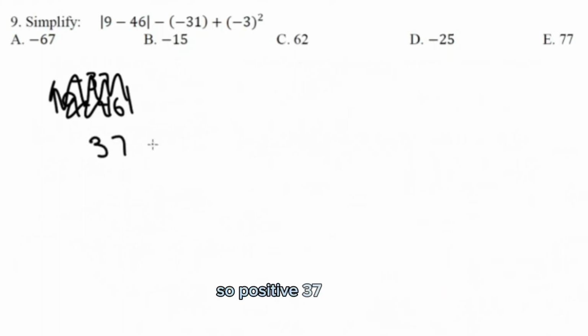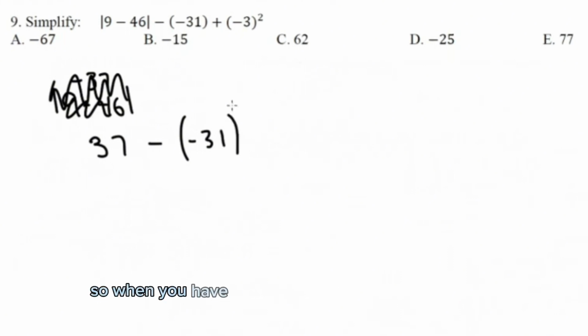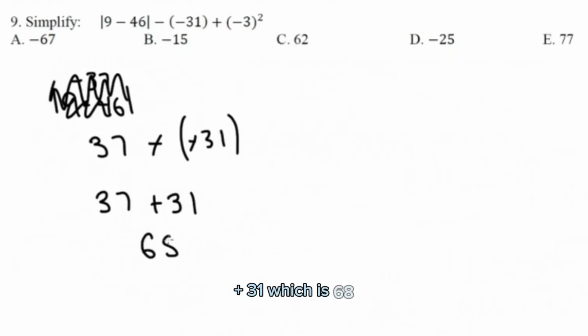So positive 37 minus negative 31. So when you have a subtraction of a negative number, you're basically just adding. So these two subtraction signs cancel out, and it just becomes 37 plus 31, which is 68.